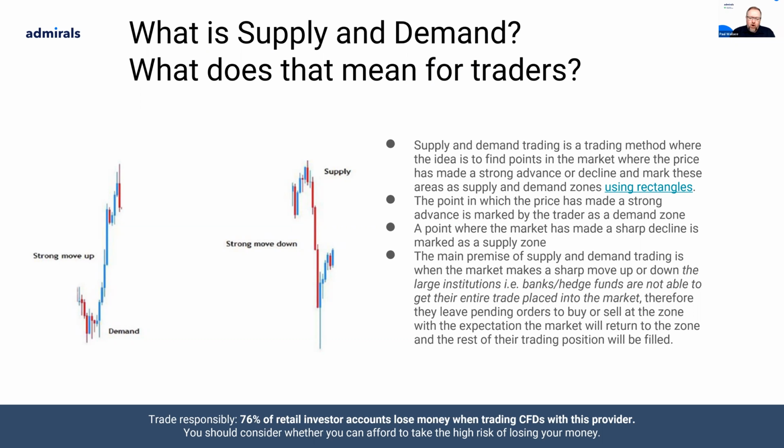The main premise of supply and demand trading is that when the market makes a sharp move up or down, the large institutions, for example banks, hedge funds, etc., are not able to get their entire trade placed into the market. Therefore, they leave pending orders to buy or sell at that zone with the expectation the market will return to the zone and the rest of their trading position will be filled.